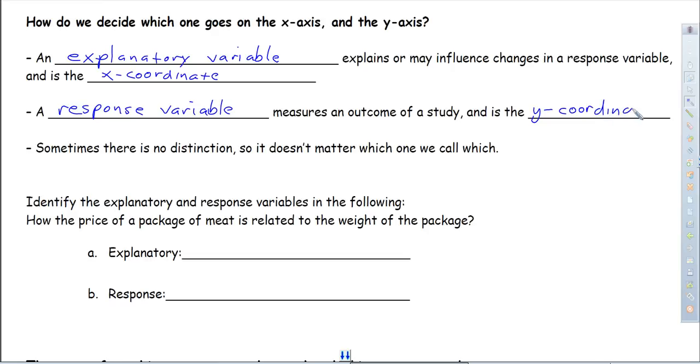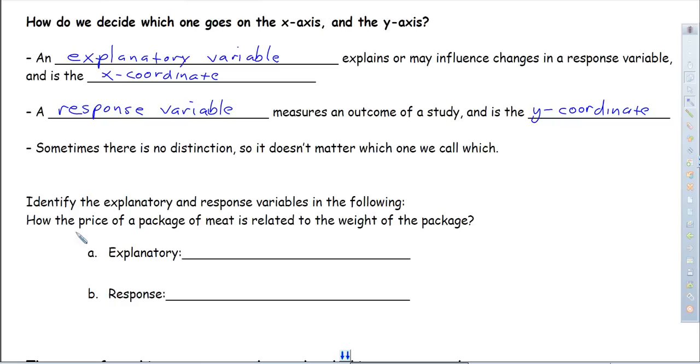So I'd like you to start thinking about those variables in that terminology, to say explanatory and response instead of x and y. And well, we need to decide which one is the explanatory, which one is the response, and sometimes there is no distinction, so it doesn't matter which one we call which. So let's look at an example.